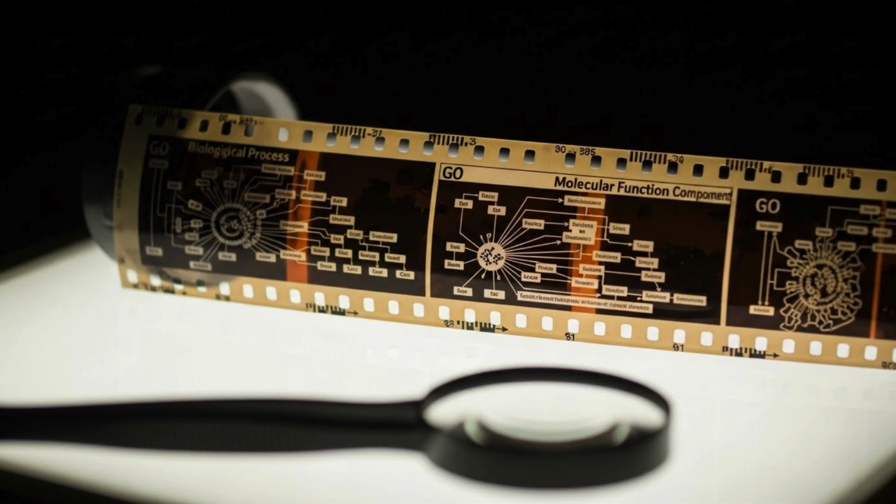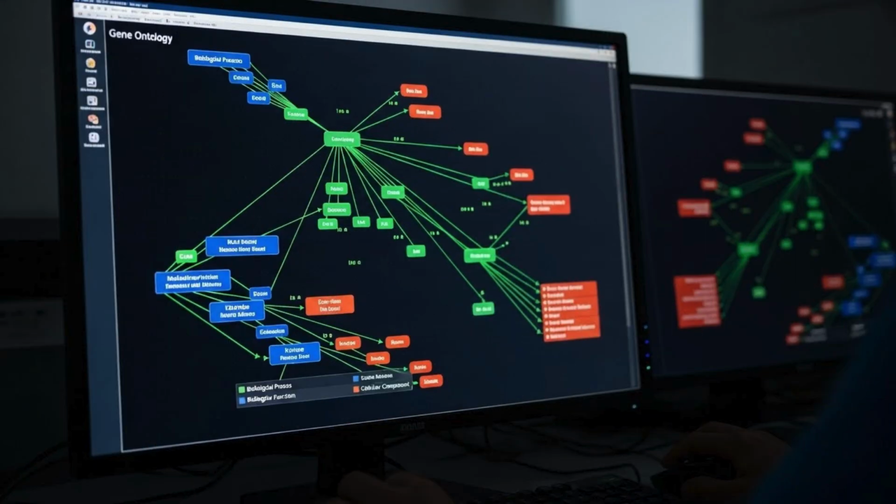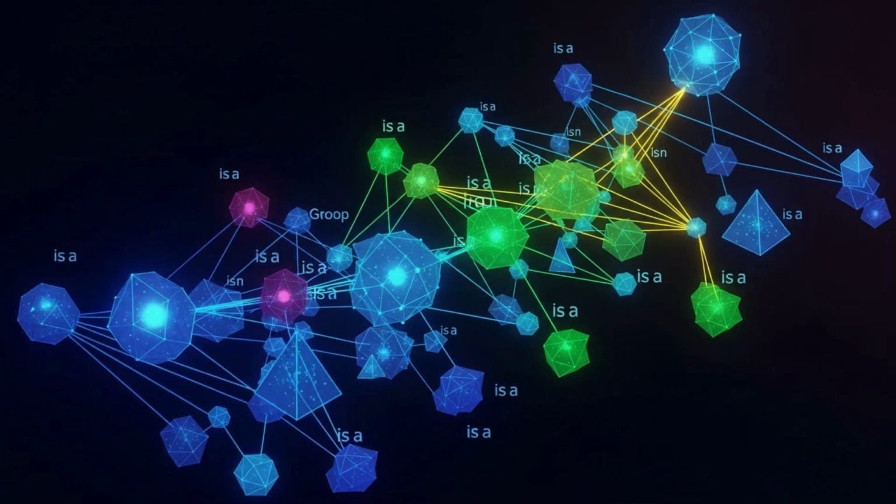Imagine stepping into a gigantic living library where every book is a gene, and the shelves stretch across 3 kingdoms of life: humans, mice, yeast, even Arabidopsis. That library is the Gene Ontology, a global map launched in 1998 by a handful of visionary biologists who decided chaos was no longer acceptable. Today it contains over 45,000 precisely defined terms, updated daily by scientists worldwide, and it's completely free.